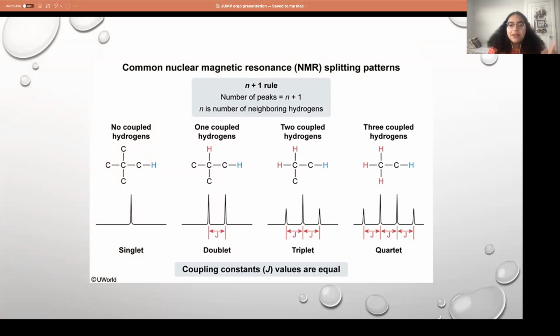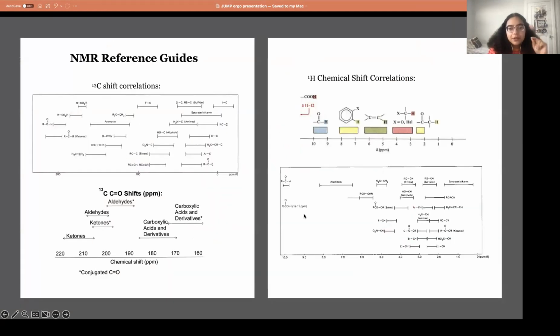So if there's 1 neighboring hydrogen, you see 2 peaks. If there's 2 neighboring hydrogens, you see 3 peaks. If there's 3, you see 4. So that's how the splitting works. That's how many peaks you see, and where those peaks are can be influenced by the shift and the different groups that you have in your molecule. So on the left is more for carbon, but on the right is the HNMR, which is more common.